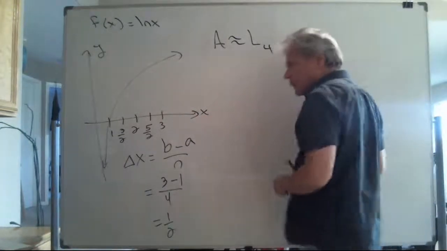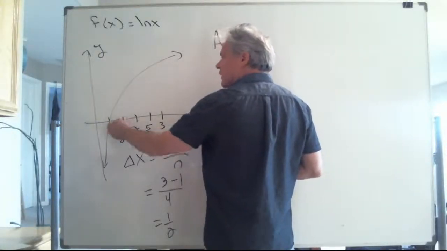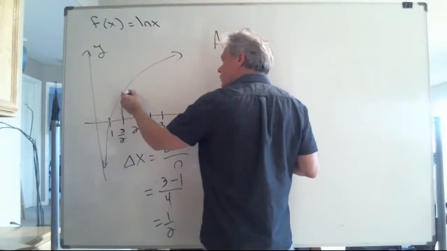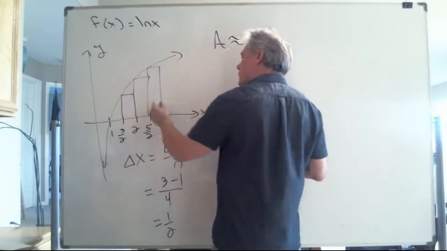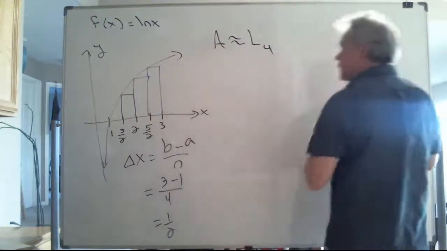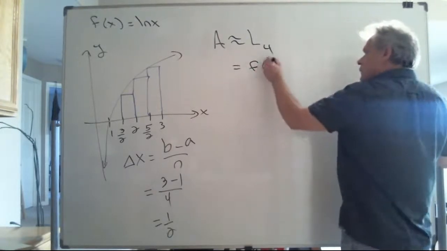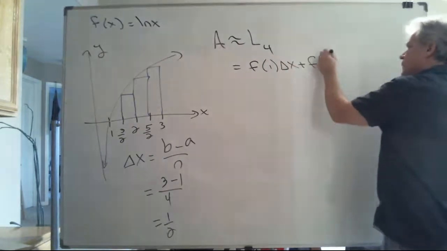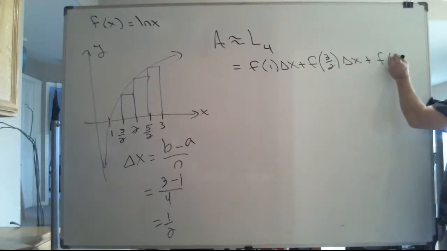So if I use the left endpoint to go straight up to the curve, draw my first approximating rectangle, it'll have area 0. But here's the left endpoint of the second subinterval going up to the curve, there, there, there. So I think the left endpoint rule gives me f evaluated at the left endpoint of the first subinterval times my delta x, plus the left endpoint of the second subinterval, third, and fourth.